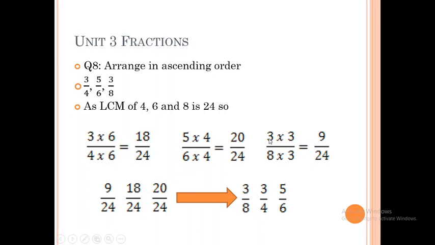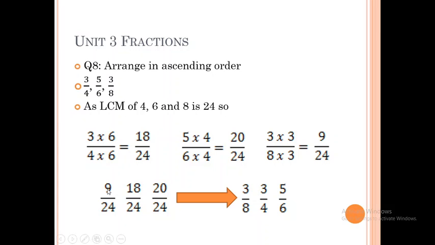Now the third one is 3 by 8. How to change 8 into 24? We will use 3 as a multiplier. 8 multiplied by 3, we will get 24. Same here, 3 multiplied by 3 is 9. So the new fraction is 9 by 24. Now we have 3 fractions with the same denominator 24. Now decide which one is the smallest, and easily we can say here 18, here 20 and here 9. So 9 by 24 is the smallest one.